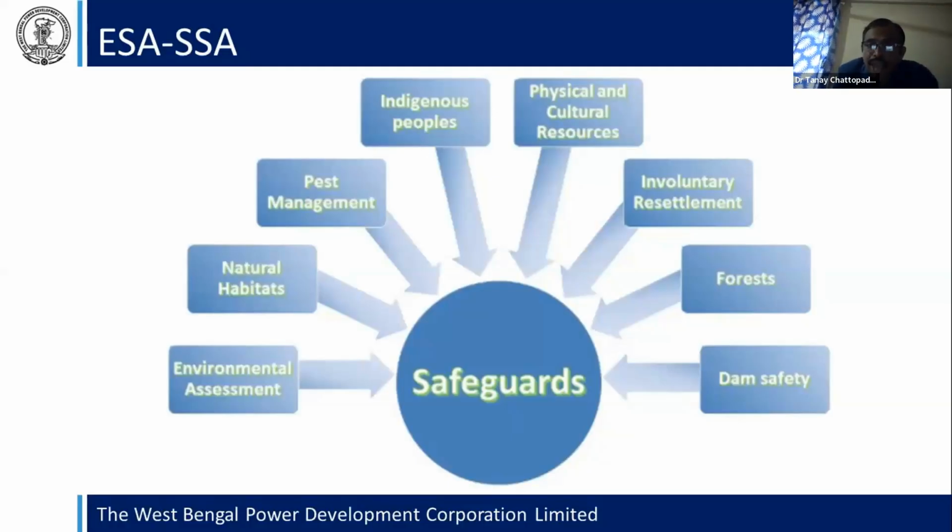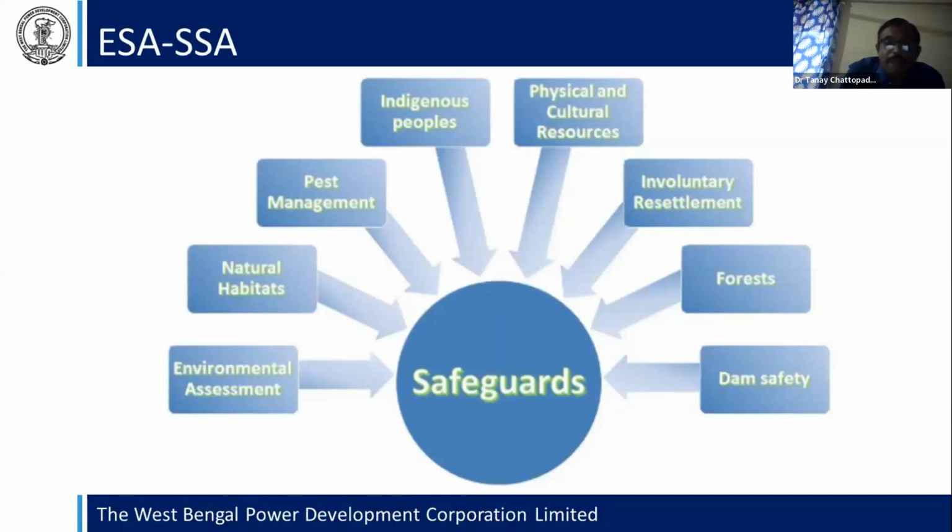Physical and cultural resources should also be considered. That is, if there are any monuments or historical places, you have to mention whether they would be destroyed during execution or not. If the land is inside the forest, you have to take permission from the forest department. And if you make the floating solar platform in a dam, then you have to think about dam safety.